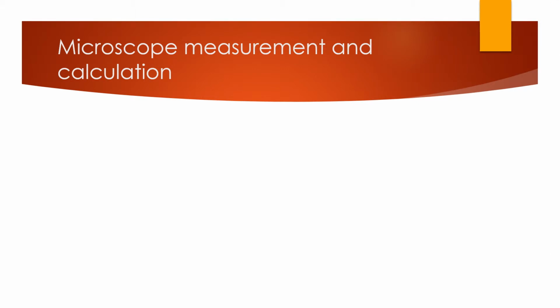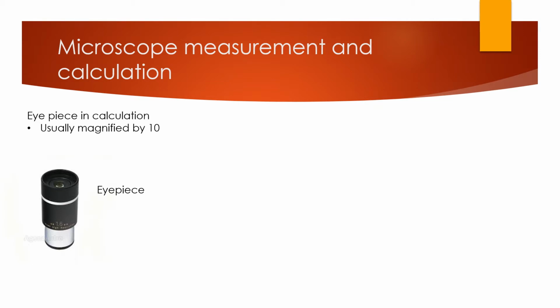Microscope measurements and calculations. The eyepiece, in the calculation, is most of the time magnified by 10 already. Sometimes in a question, they might say an image is magnified by 50 times, but the eyepiece had a magnification of 10. How big was the image magnified by? It would be 500, because you actually have to times the eyepiece magnification by the magnification used to see the specimen. And this is the eyepiece, so you know exactly what I'm talking about.